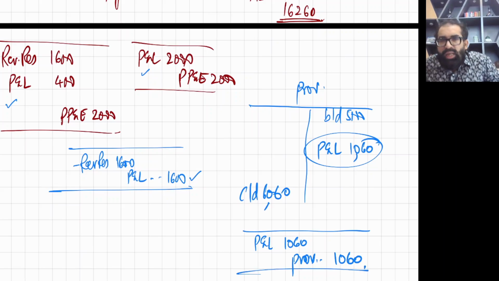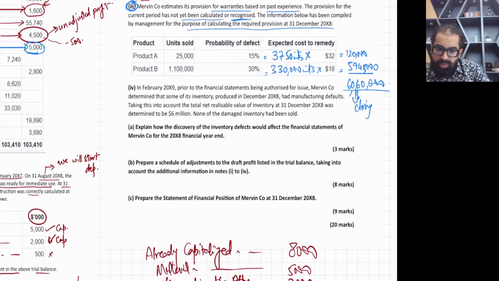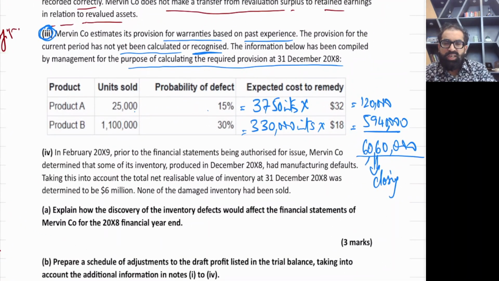Now, how to post this? This extra expense will definitely reduce your profit in the profit reconciliation, and the provision credit means your liability will go up. So in the SOFP, you need to increase your liability. Okay. This part also done. Now the last part, which is IS2 and IS10.